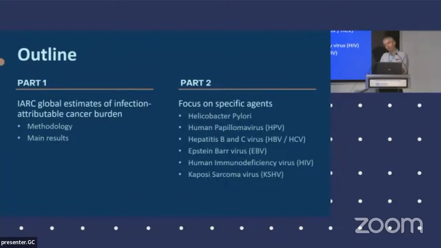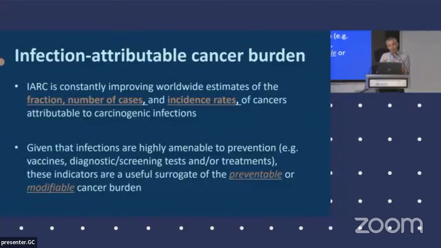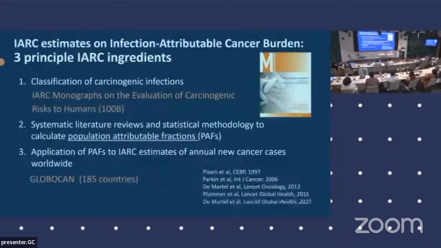So currently improving its worldwide estimates of the fraction of cancers that is caused by infections, because of cases of cancers, and increasingly the incidence rates of cancer. Infections are highly amenable to prevention. Everybody wants to be rid of their infections. Opportunities for vaccination, diagnostic screening tests, indeed therapies against these infections. Surrogate of the preventable fraction.